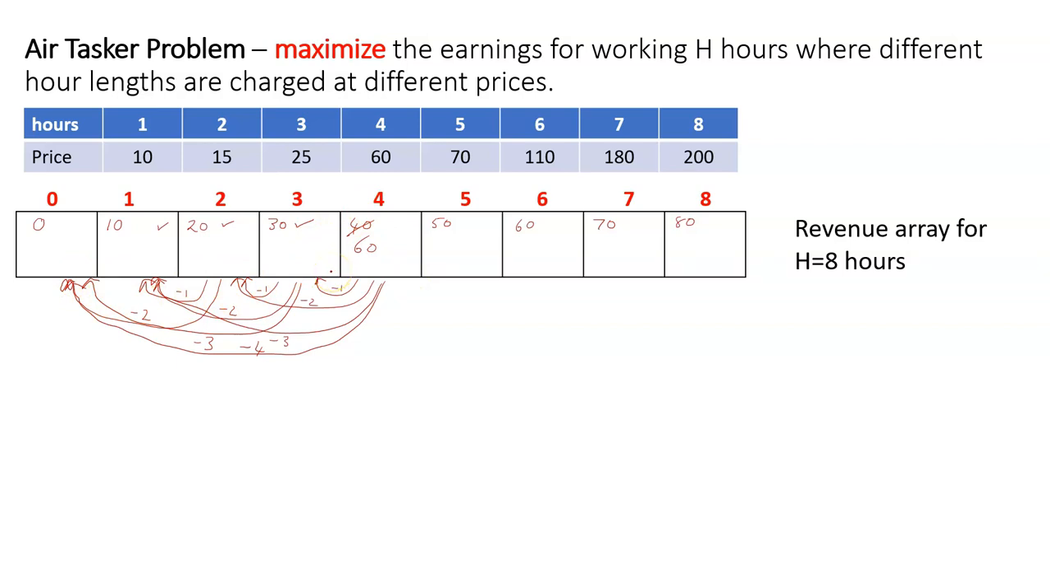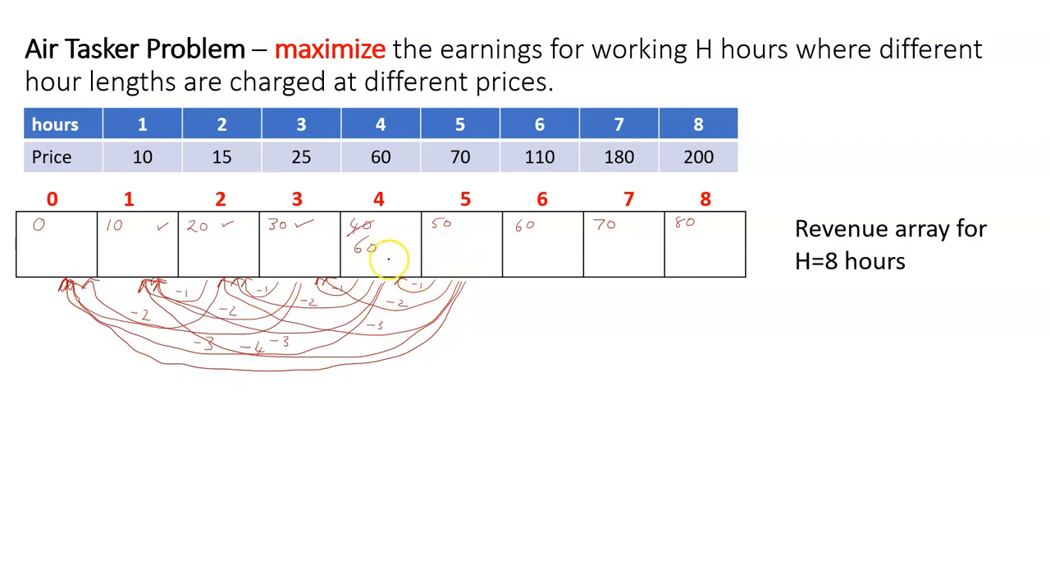So let's have a look. The same thing we can do for 5 hours now. We're moving up, building the solution from the bottom up. For 5 hours, we can go back 1 hour in time, 2 hours in time, 3 hours in time, 4 hours in time, or 5 hours in time.